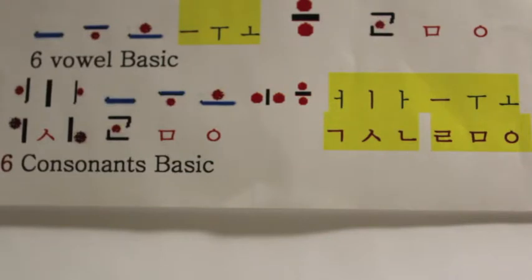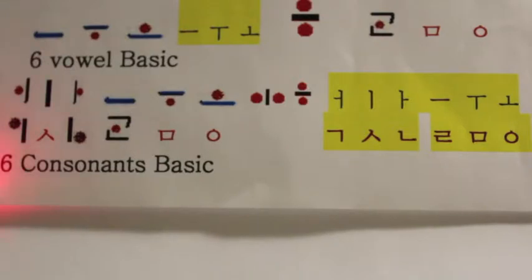We now have 6 basic vowels: woman, person, man, ground, underground, above ground. From these symbols, we make 6 basic vowels. You can also make 6 basic consonants.